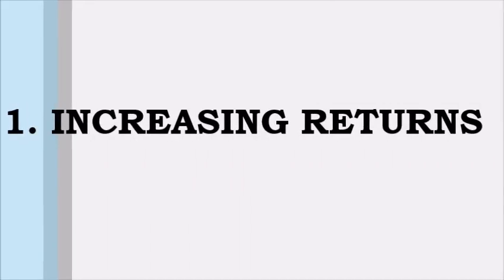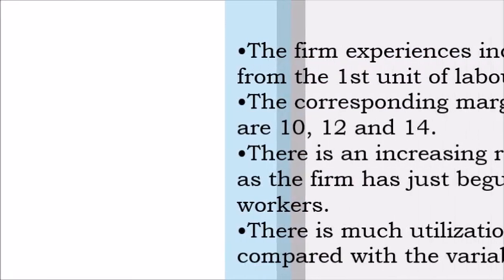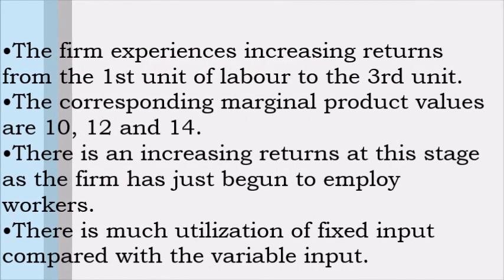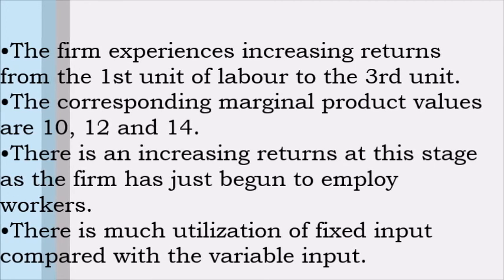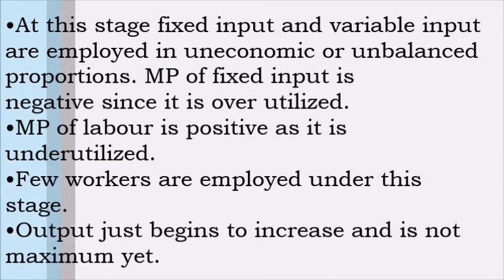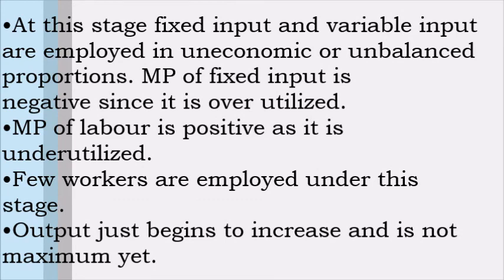1. Increasing returns. The firm experiences increasing returns from the first unit of labor to the third unit. The corresponding marginal product values are 10, 12, and 14. There's increasing returns at this stage as the firm has just begun to employ workers. There is much utilization of the fixed input compared with the variable input. We say that at this stage, the fixed inputs and the variable inputs are employed in uneconomic or unbalanced proportions.